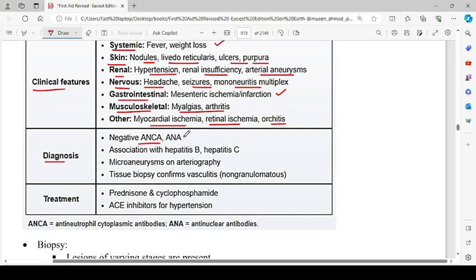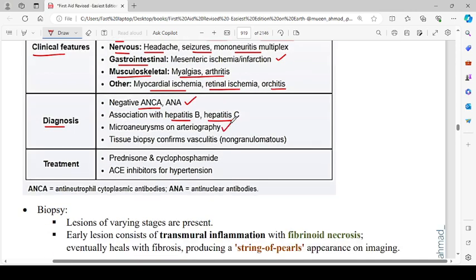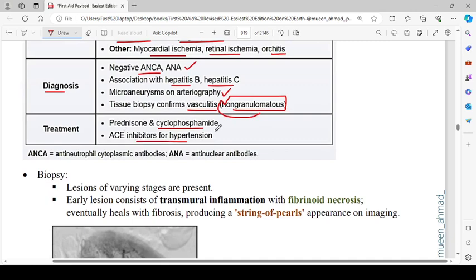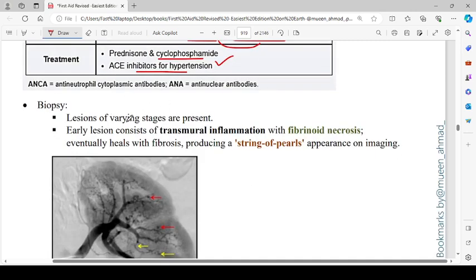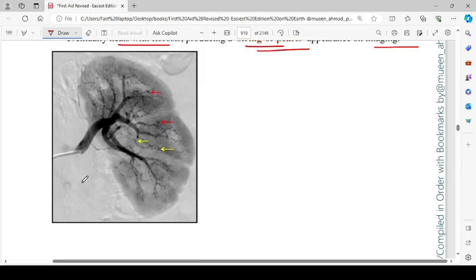Diagnosis: negative ANCA and antineutrophil antibodies. Association with hepatitis B and hepatitis C. Microaneurysms on arteriography, and tissue biopsy confirm the vasculitis that is non-granulomatous. Treatment is prednisone and cyclophosphamide, and ACE inhibitors can also be administered for the hypertension. Biopsy: lesions of varying stages are present. Early lesion consists of transmural inflammation with fibrinoid necrosis. Eventually it heals with fibrosis, producing a string of pearls appearance on imaging.